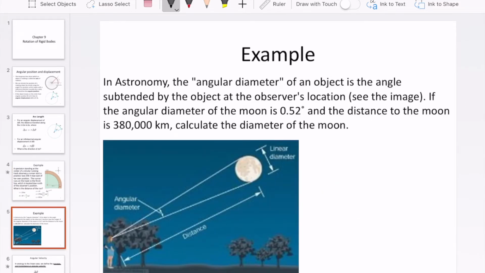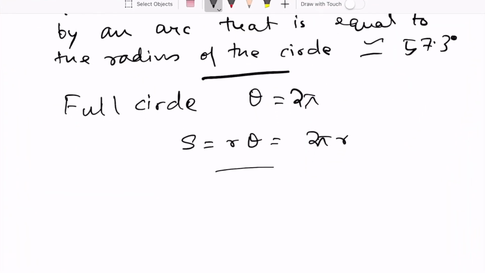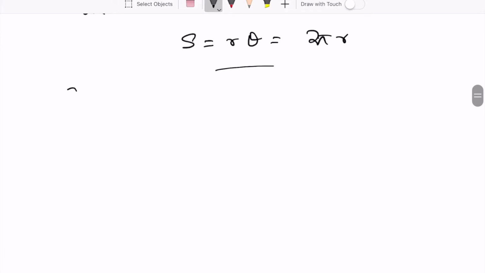And once again, I would recommend that you pause the video at this point and think about this problem, and then we will talk about how to solve it. Okay, so let's try the problem. We are trying the problem on slide 6.